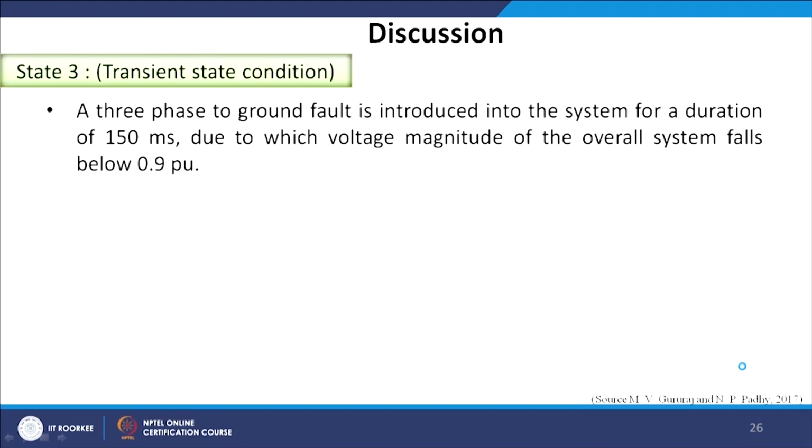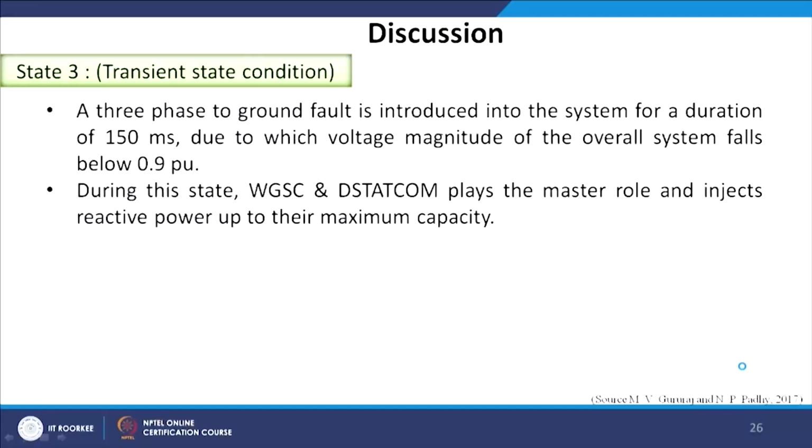Now, let us move to the transient state conditions. A 3-phase to ground fault is introduced into the system for a duration of 150 milliseconds, due to which the voltage magnitude of the overall system falls below 0.9 per unit. Now, during this state, both WGSC and D-STATCOM play the master role and inject reactive power up to their maximum capacity.